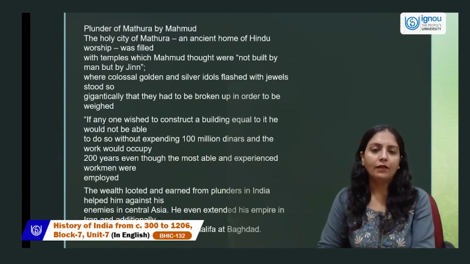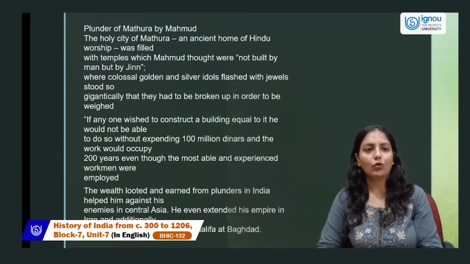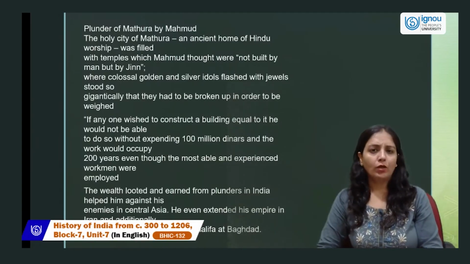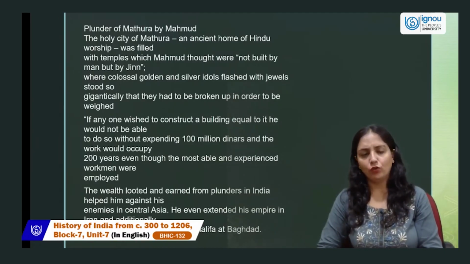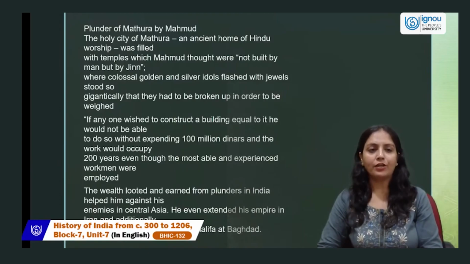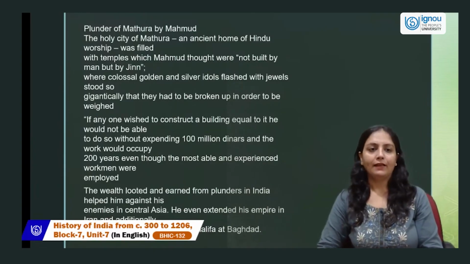This was a very exciting way he was talking about. He was saying that the ancient home of Hindu worship was filled with temples, which Mahmud thought were not built by man but by jinn, where colossal golden and silver idols flashed with jewels and stood so gigantically that they had to be broken up in order to be weighed.